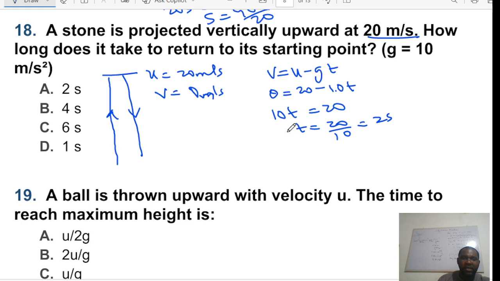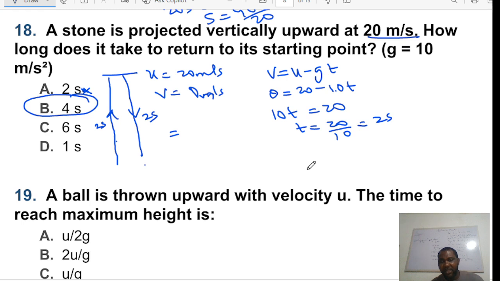But that is not the answer. I know some of you might be in a hurry to pick this. The question says, how long does it take to return to its starting point? Now, it takes 2 seconds to get to its maximum height. It will take the same 2 seconds to return to the starting point. So the total time it takes is 2 plus 2, which is 4 seconds. So the answer to this question is 4.